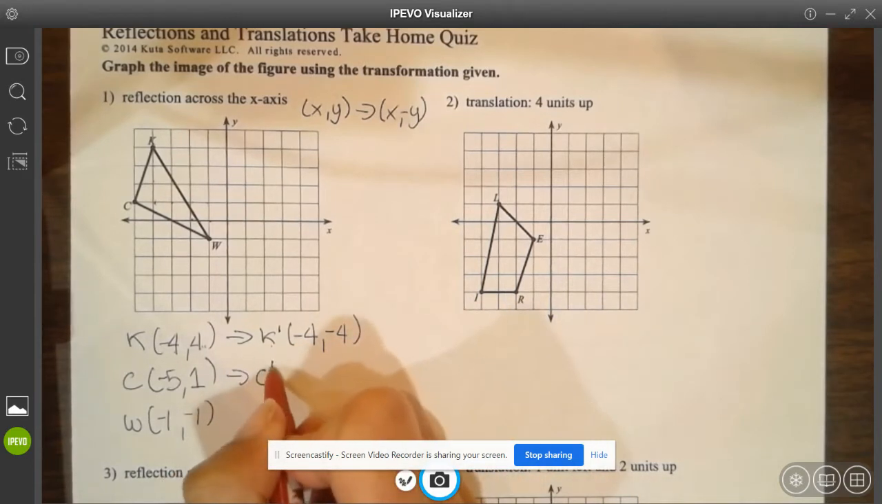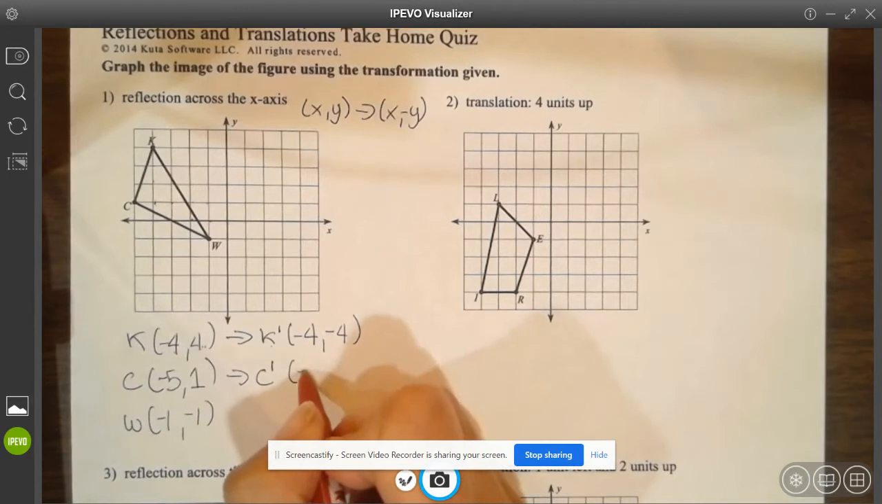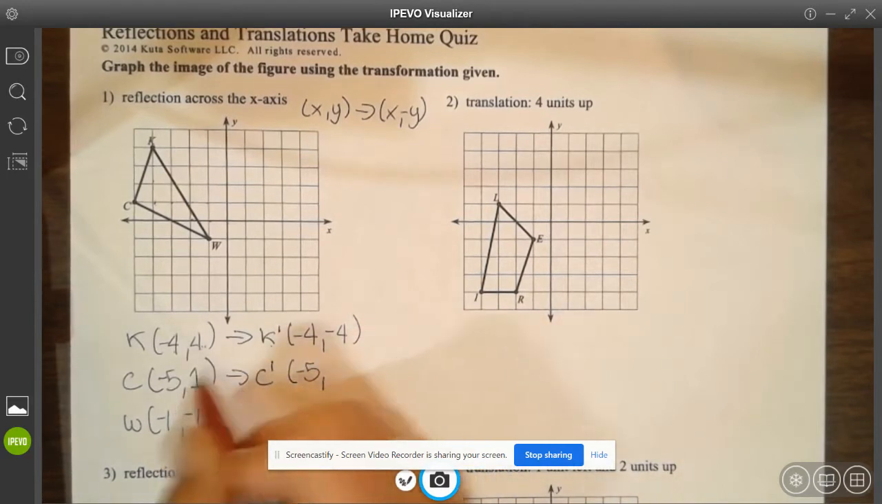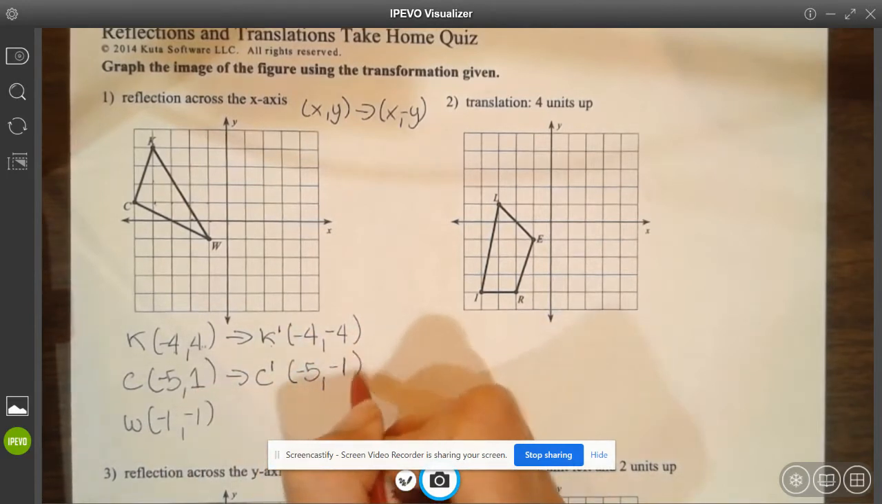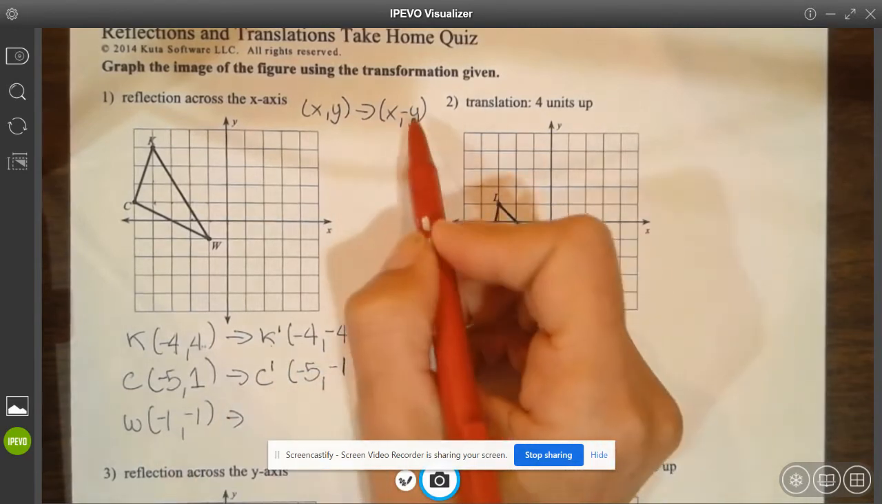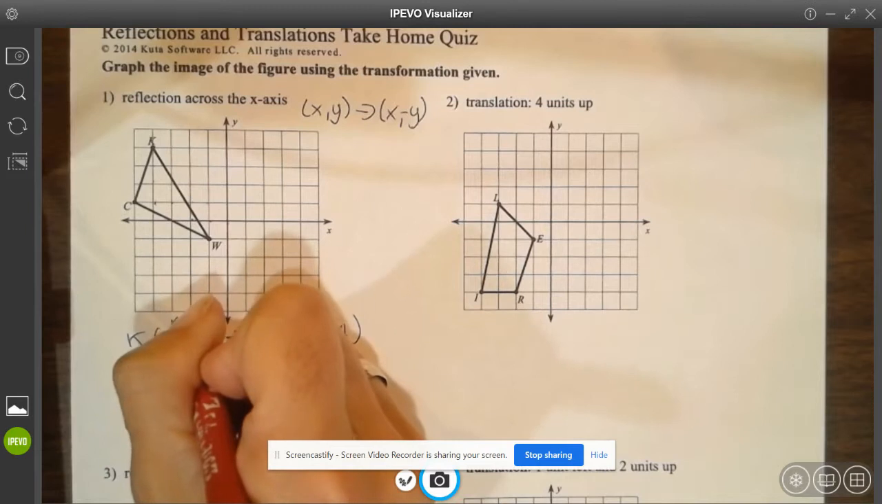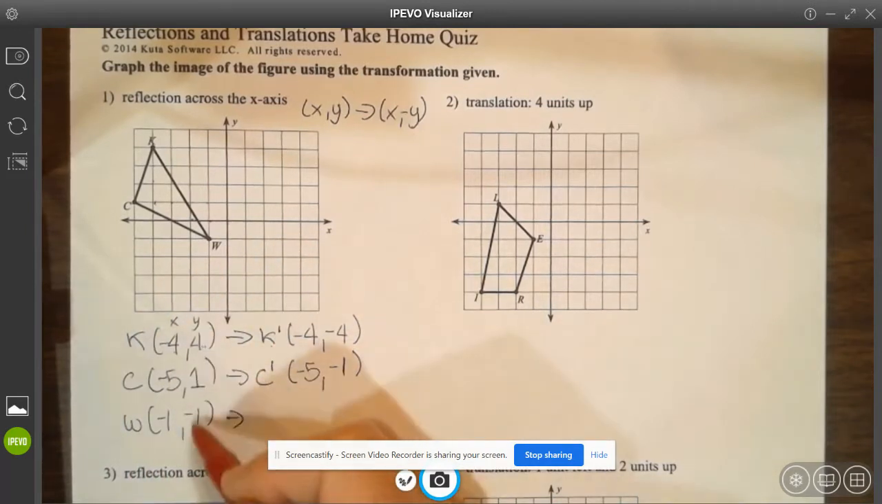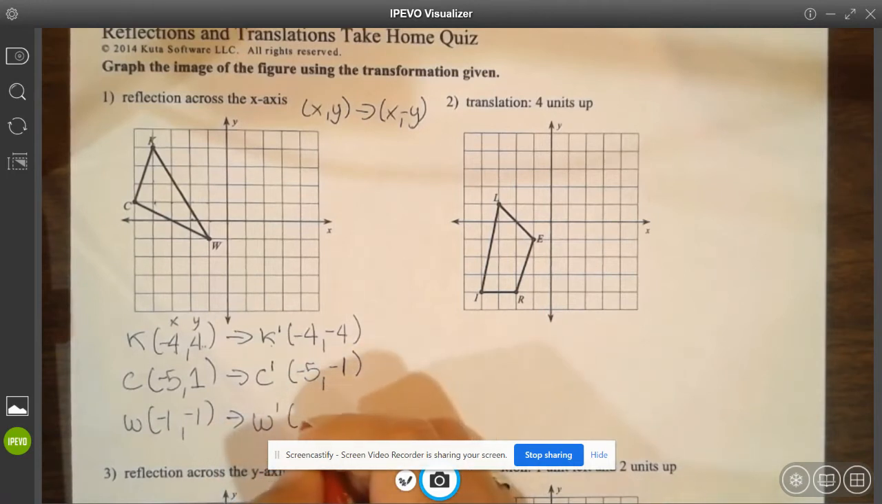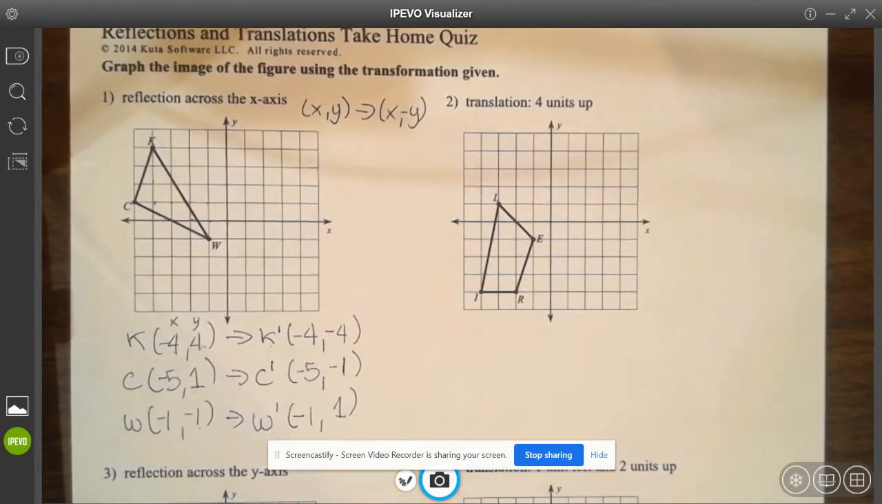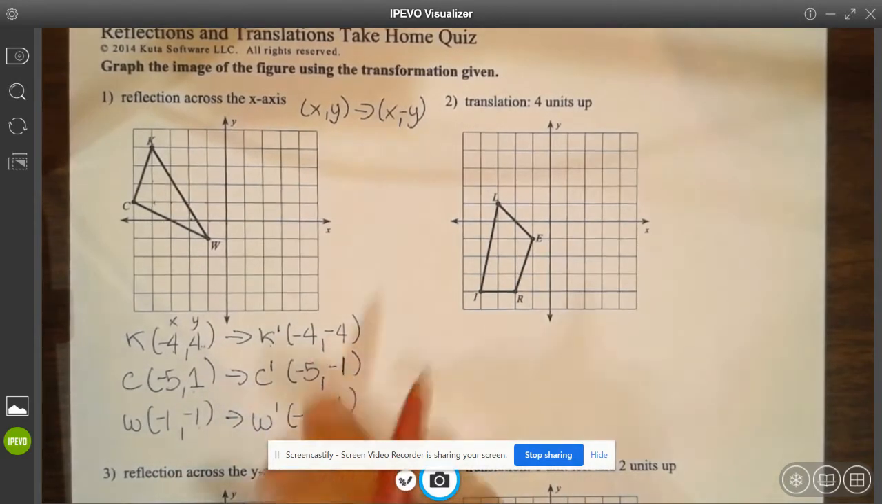Next one will be C apostrophe: negative 5 doesn't change, but my 1 becomes negative 1. Notice that according to the formula, it changes only the y. Since this is x and this is y, all my y's will change. So W apostrophe is negative 1 and then positive 1. If it's negative, it becomes positive. If it's positive, it becomes negative. So this is my new figure.